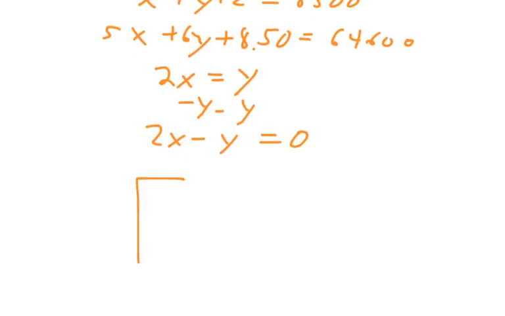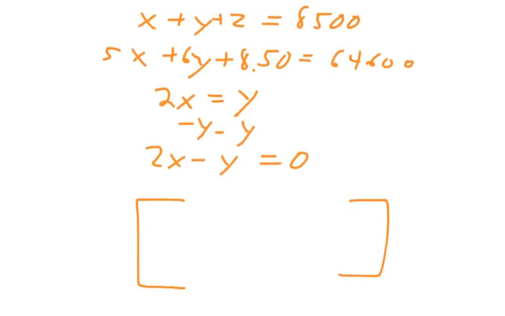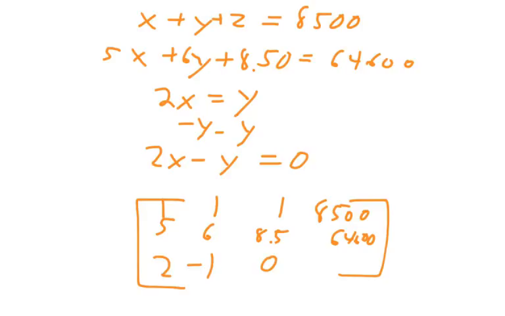Now what they're asking for is the matrix setup. So we wrote the equations, now we need the setup. Then we got 5, 6, 8.5, comma, 64,600. And then we got 2, -1, 0, and 0 for the bottom line.